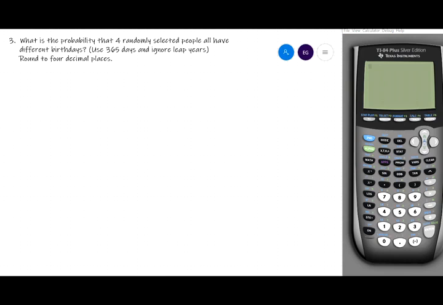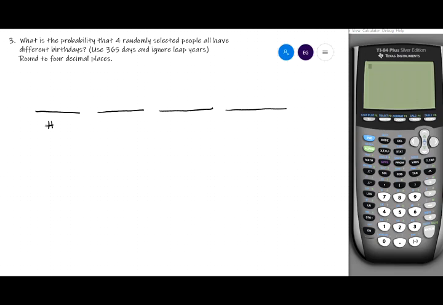Person number one, what is your birthday? Person number two, what is your birthday? Person number three, and then person number four. Let's look at it like this: four people, person number one, person number two, person number three, and person number four. So let's think about, for this criteria to be met, that the four birthdays are different, how many options are there for each person's birthday?